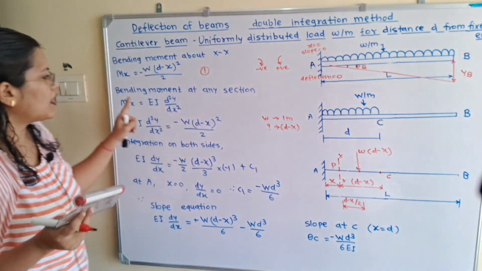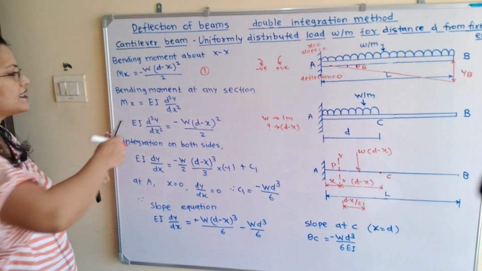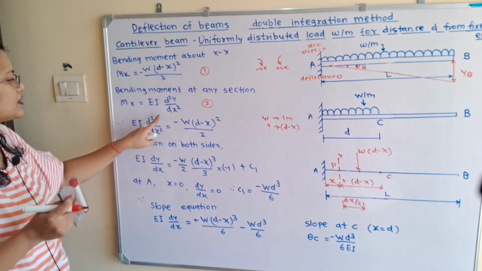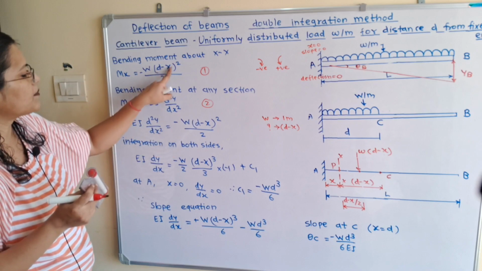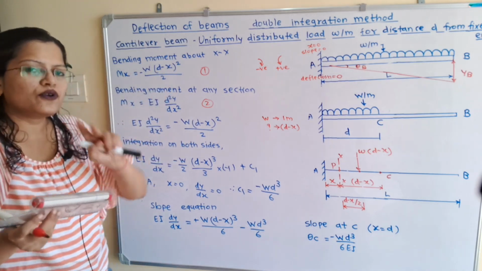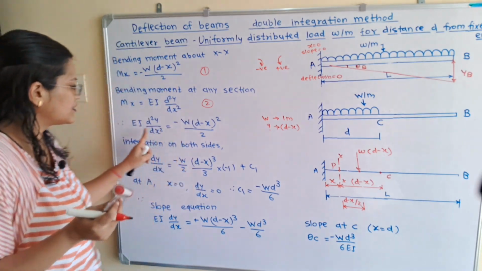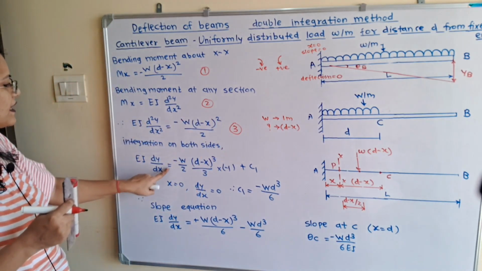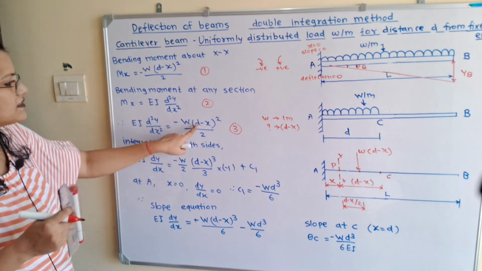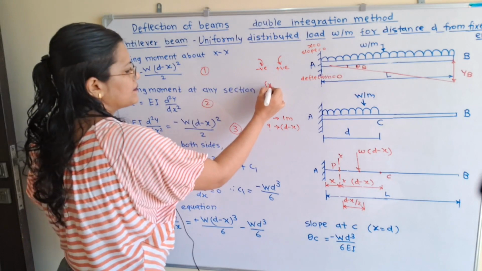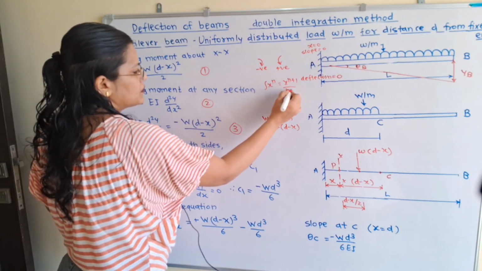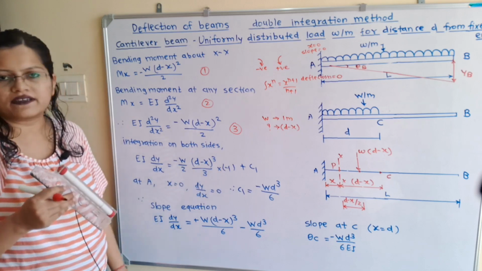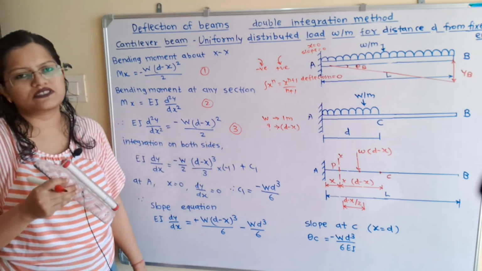Now we know that bending moment about any section Mx is equal to EI d square y by dx square. So these two equations are same, so we will equate the right hand side. So EI d square y by dx square is equal to minus W into d minus x whole square by 2. Now we are going to use the double integration method. So we will take the first integration on both sides. So if I take integration on both sides, then EI dy by dx is equal to minus W by 2 as it is. Now how to take the integration of x raised to n? It is x raised to n plus 1 by n plus 1. So it is d minus x whole cube by 3, and here is minus x, so we will take minus 1, and plus c1, where c1 is the constant of integration.